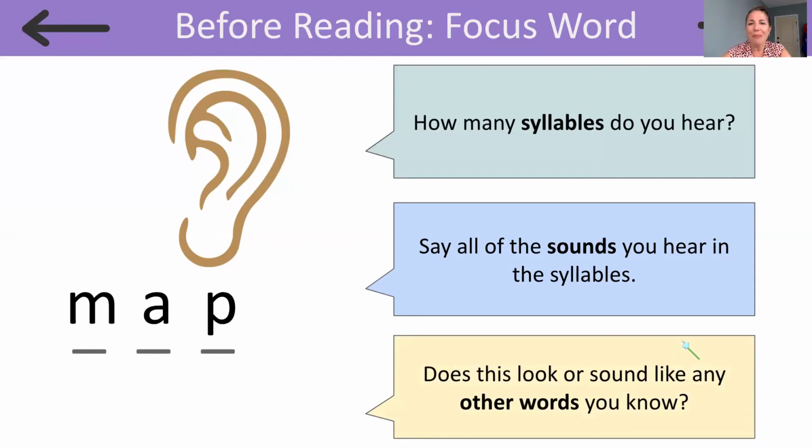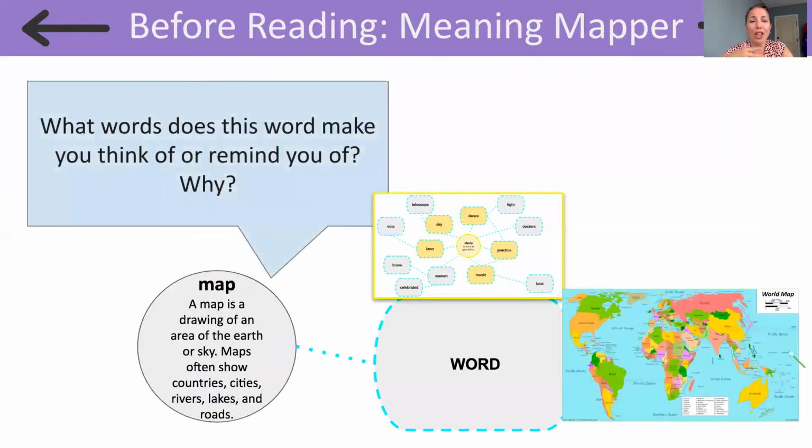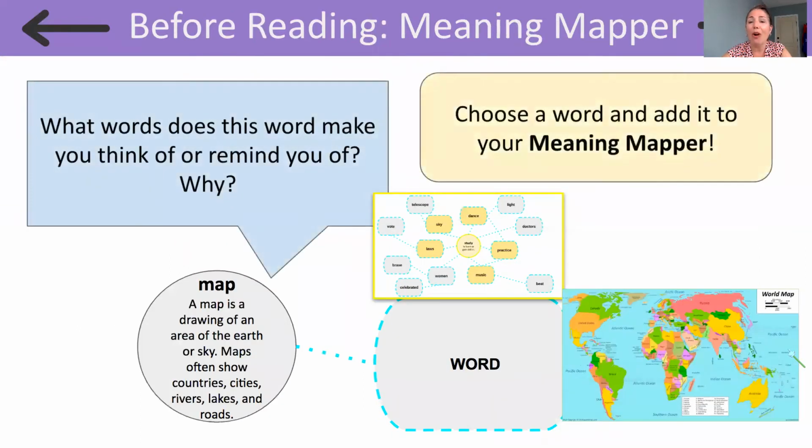All right, readers, let's take a look at our meaning mapper. So our focus word is the word map. And this is an example of a map. And a map is a drawing of an area of the earth or sky. And maps often show countries, cities, rivers, lakes, and roads.